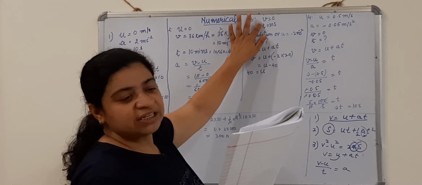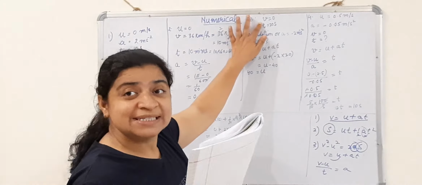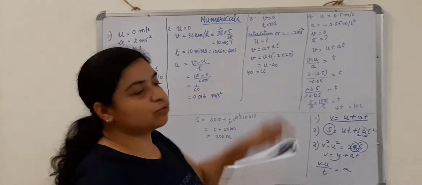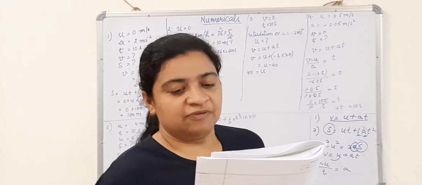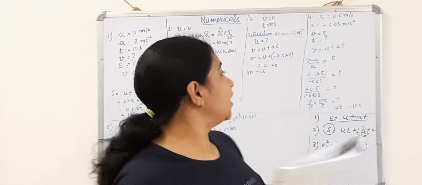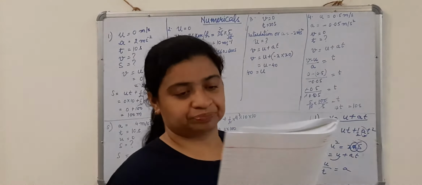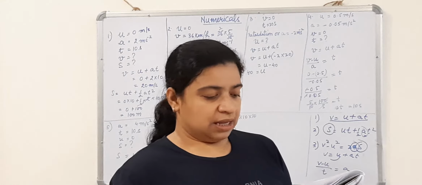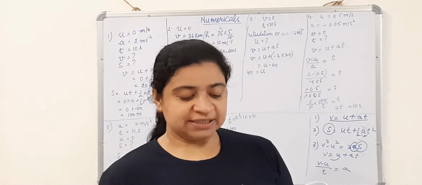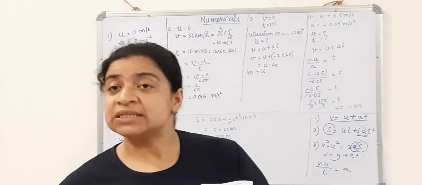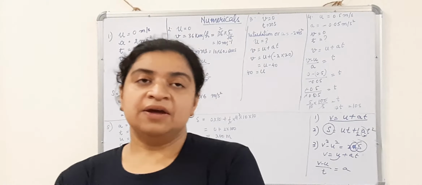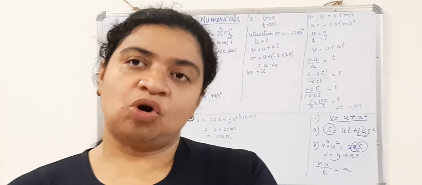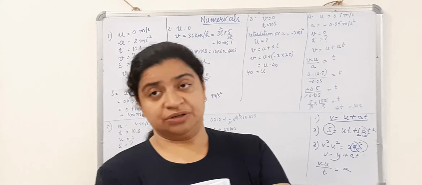A moving train is brought to rest within 20 seconds. So I got the time here as 20 seconds. Find the initial velocity. I need to find out u. If the retardation due to brakes is 2 meter per second square. Children, when there is retardation, or you can say negative acceleration.